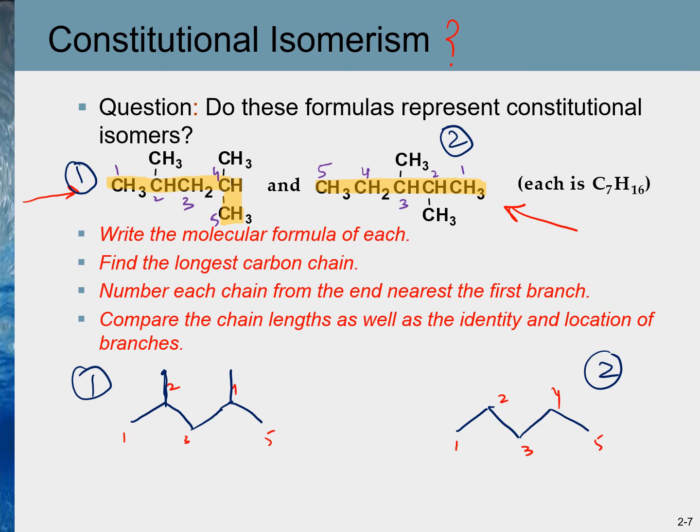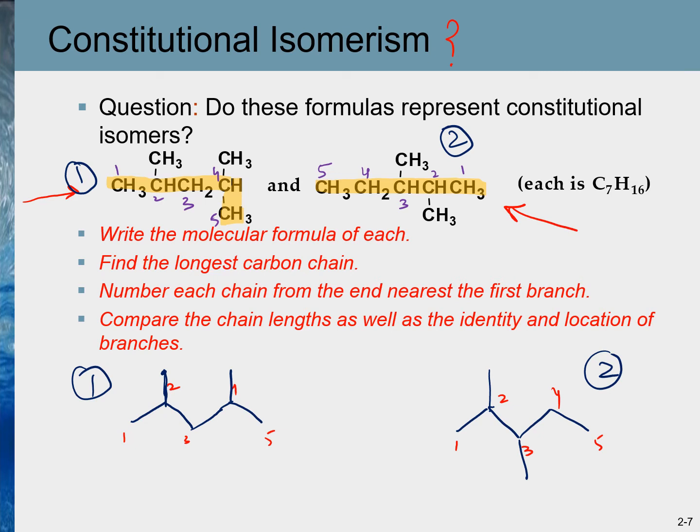Let's replicate the branches in the second compound. In the second compound, at number 3 carbon we have a branch, and at number 2 carbon we have a branch. So let's draw those branches here. So number 2 carbon has a branch and number 3 carbon has a branch. All right, so now we have enough information.